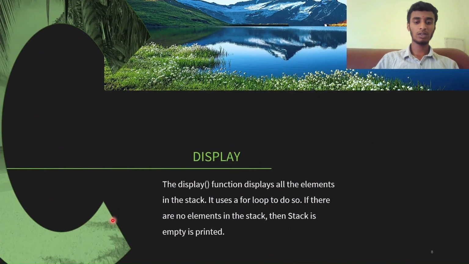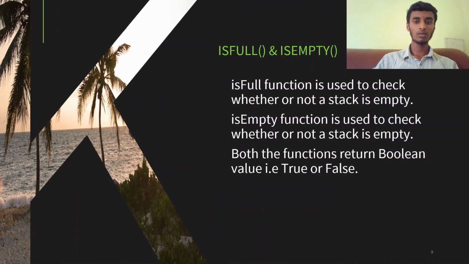We'll come to the display function. The display function displays all the elements in the stack. It uses a for loop to do so. If there are no elements in the stack, then "stack is empty" is printed. Now, is full and is empty. The is full function is used to check whether or not a stack is full. The is empty function is used to check whether or not a stack is empty. Both functions return a boolean value, that is, true or false.